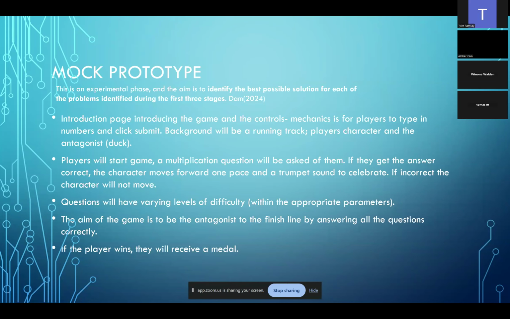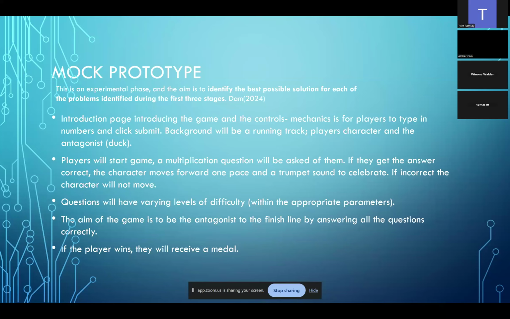All right, so then we got to building a mock prototype as an experimental phase so we can identify the best possible solutions for the problems that we have. First, we had an introduction page that went over controls and whatnot. Then players will start the game. Multiplication will be asked. If they get it correct, they move forward. If they don't, they move back.